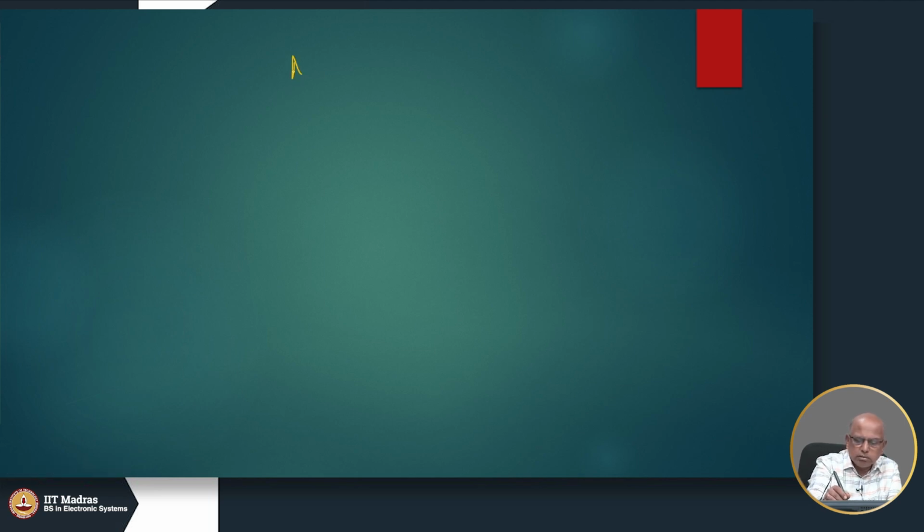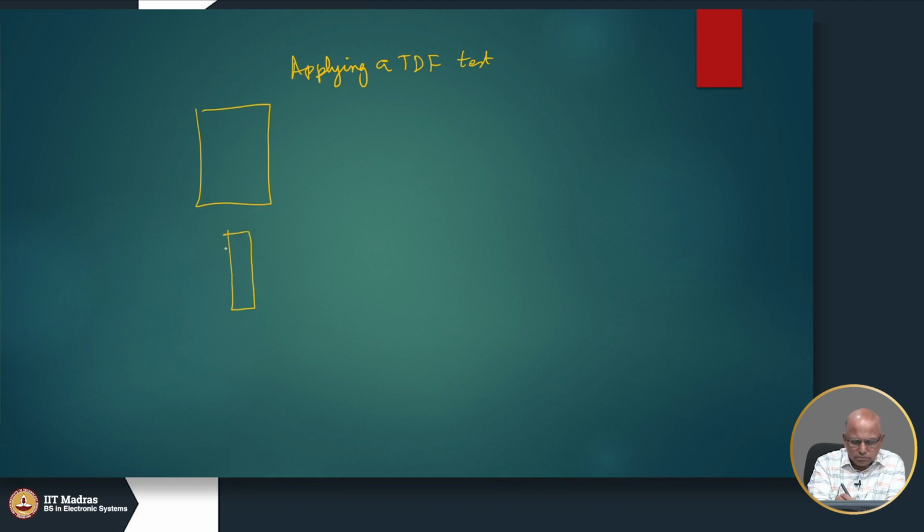So applying a TDF test vector. Here is my circuit again, and here is my scan chain. These are my state outputs and these are my state inputs. I will show only 3.